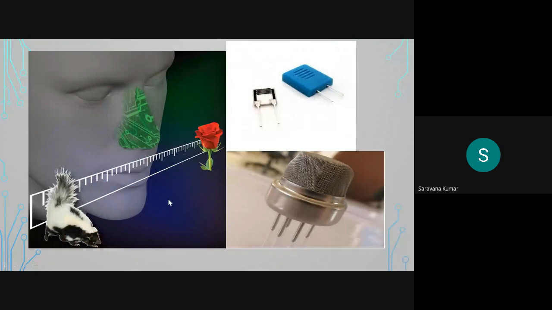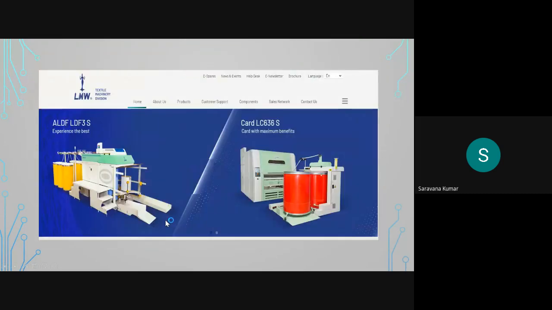Here you can see an electronic nose. This is a symbol of automation, because we have sensors to detect smoke. The one at the bottom is what we are using nowadays, which is like a chip. This is also called a smoke detector. So these are all input devices for automation.